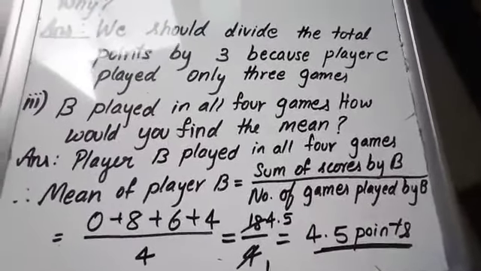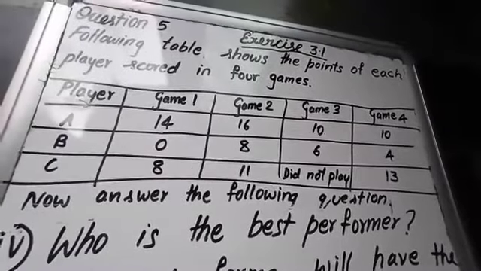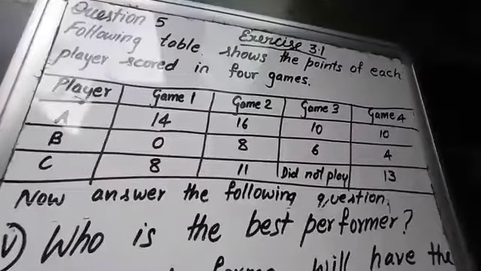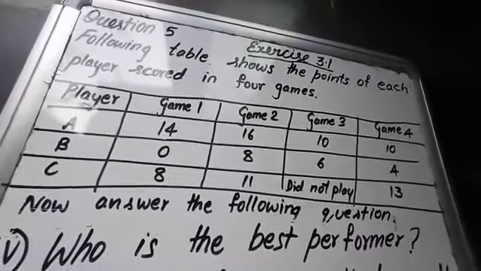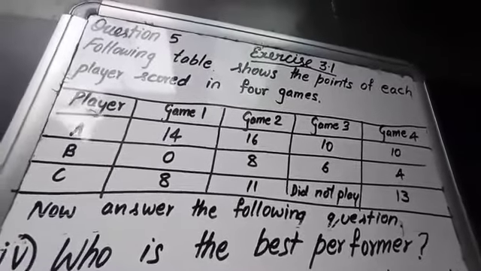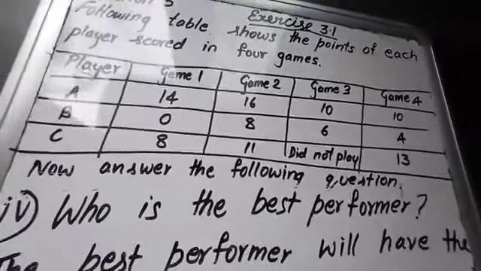Thank you. Friends, now the last sub question, 4. In that they ask who is the best performer. How will you find out who is the best performer? Now you have already calculated the averages of A, B and C. By observing that, you can find out. So we can answer the question.